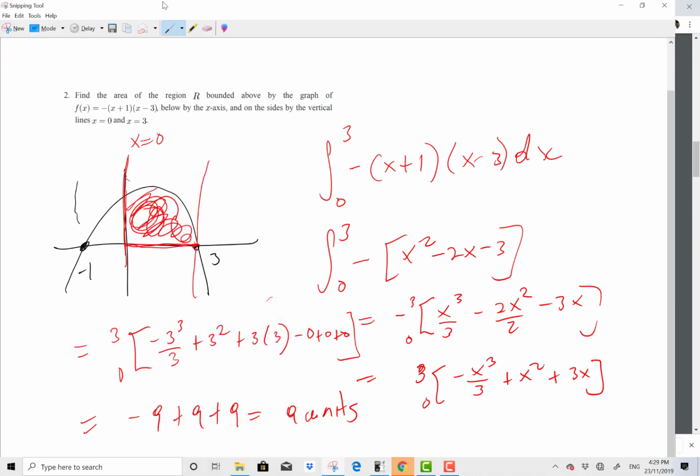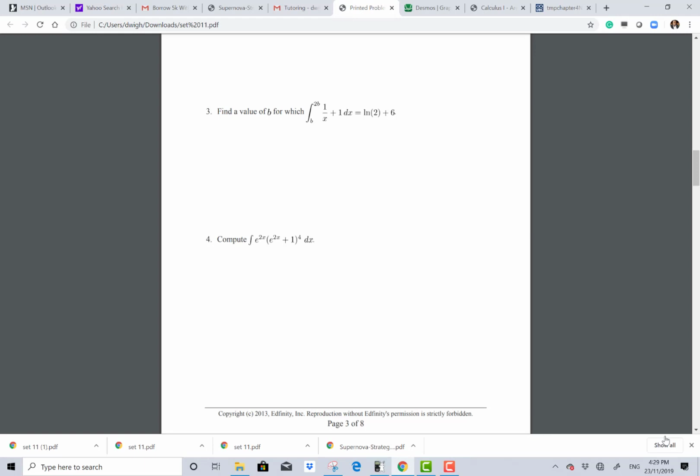All right, so let's keep it going. That's number 2. We're going to stop right there, and now we're going to work on number 3. They said to find a value for b for which the integral from b to 2b of 1 over x plus 1 dx is equal to ln 2 plus 6. With that being the case, we just need to integrate this as is.